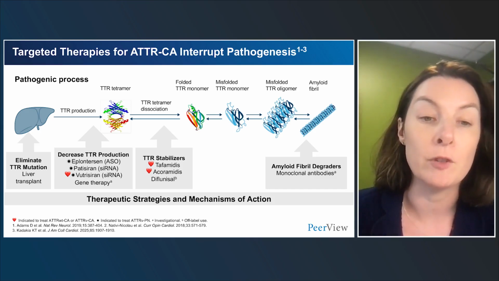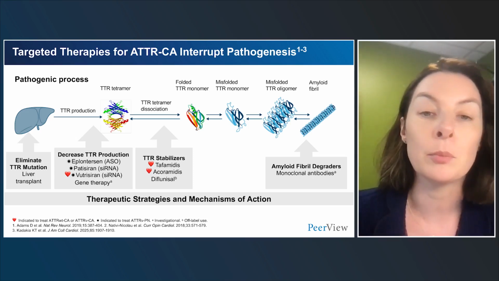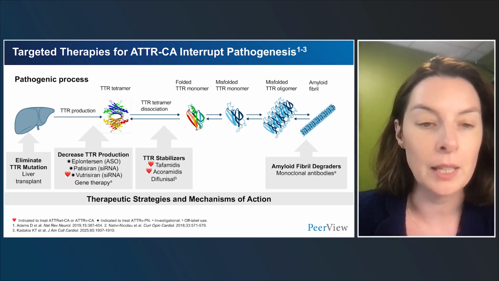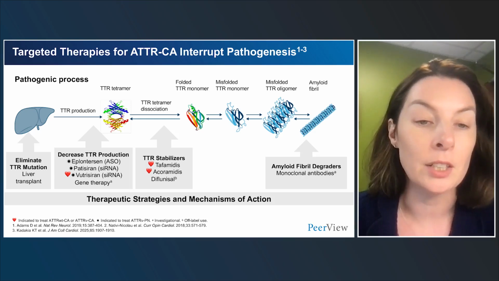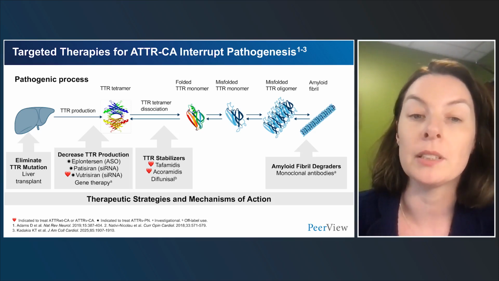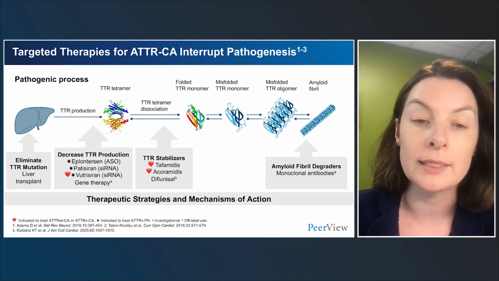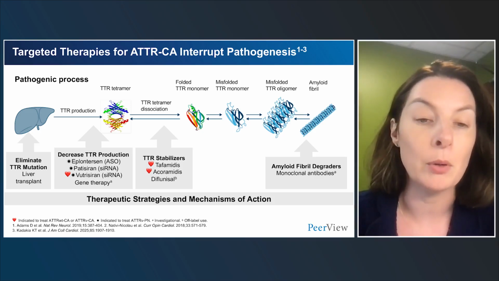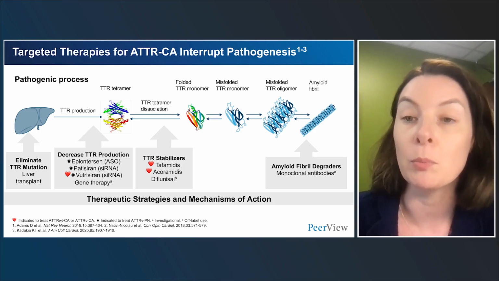Eplontersen, patisiran, and vutrisiran. Vutrisiran has the heart beside it because it's the one approved for ATTR cardiomyopathy. The others are approved for hereditary polyneuropathy. We also have exciting preliminary data on using gene therapy, CRISPR, which we'll go into later on. Then we can also target the tetramer itself and aim to stabilize it with different molecules.